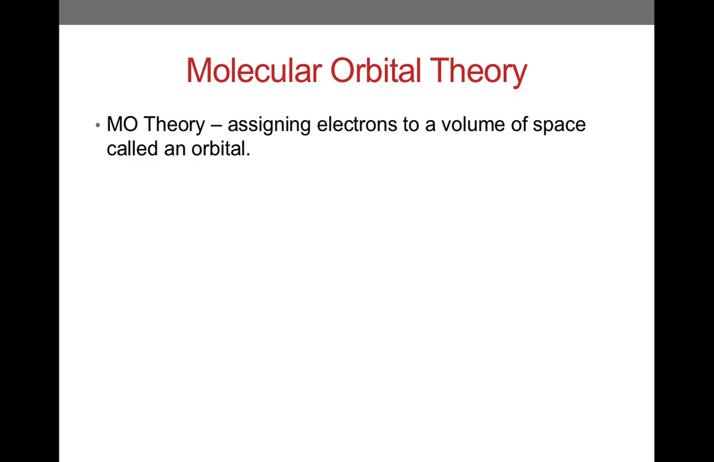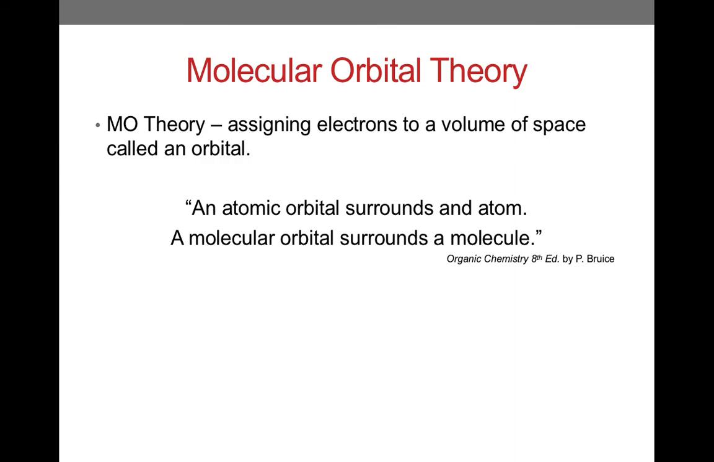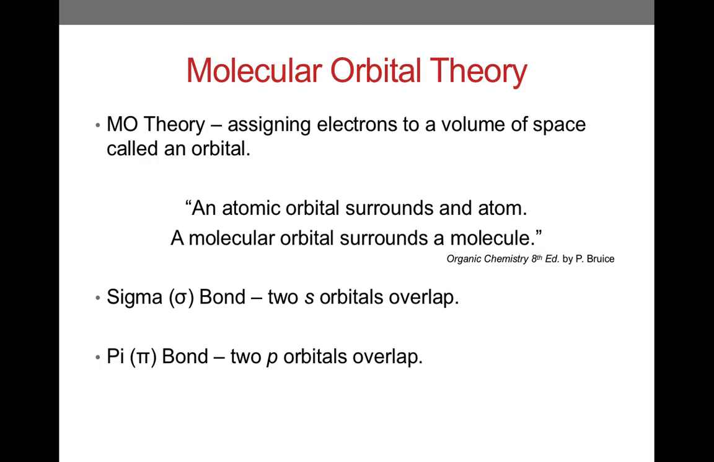Molecular orbital theory gives us a way to assign electrons in orbitals in space that surrounds a molecule. Essentially, a molecular orbital describes the space around a molecule where an electron is likely to be found. An atomic orbital surrounds an atom. A molecular orbital surrounds a molecule. A sigma bond is formed when two s orbitals overlap at the internuclear axis. A pi bond forms when two p orbitals overlap.